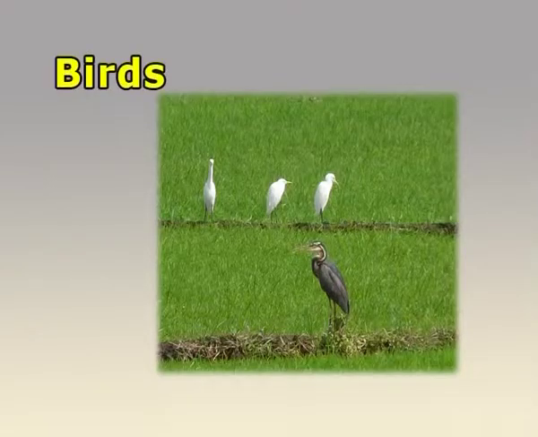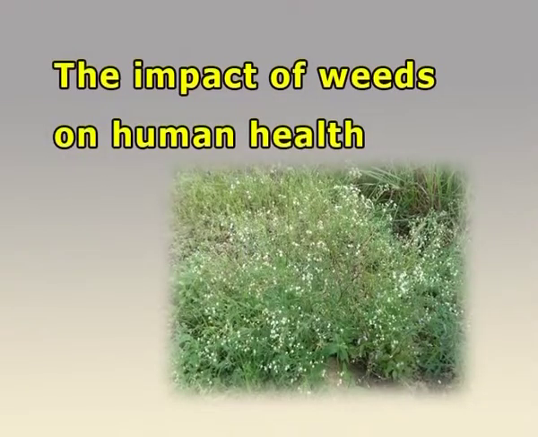Birds. Birds include cockatoos, other parrots and the Indian myna. More than 20 species of birds conflict with primary production by significantly reducing the profitability of a wide range of crops in horticultural industries. Let us now look at the impact of weeds on human health.